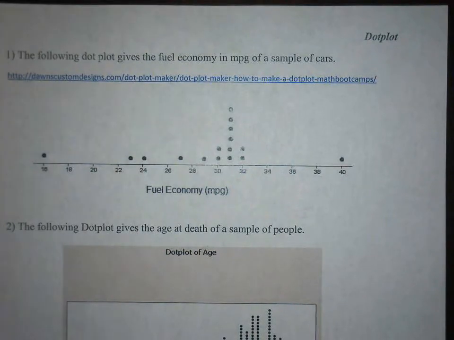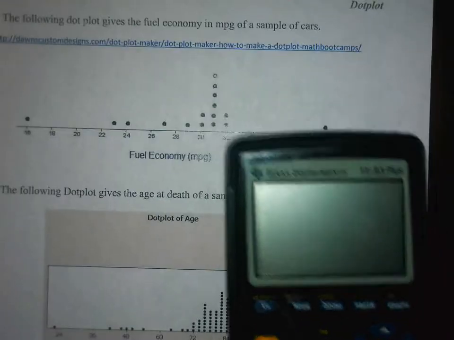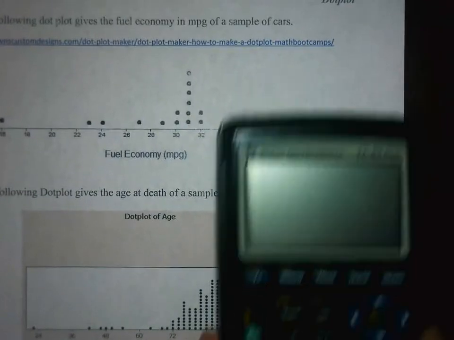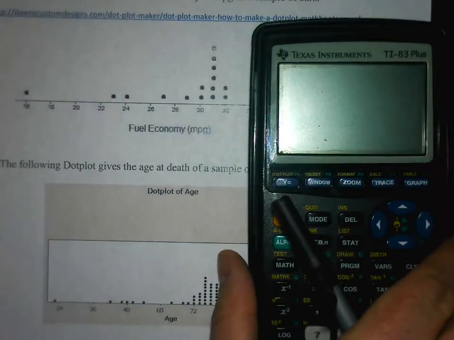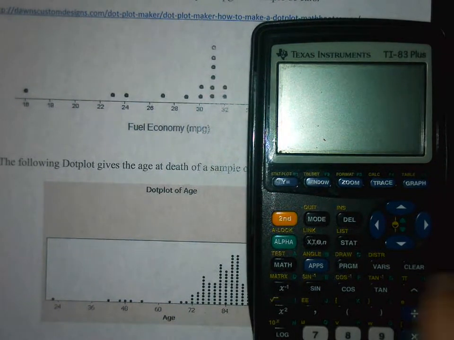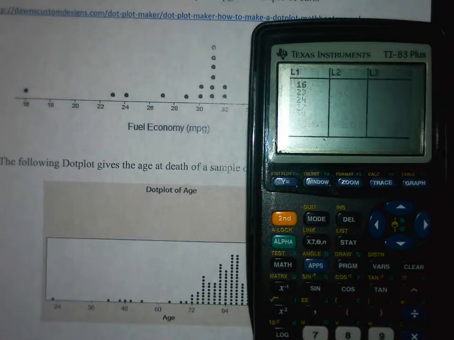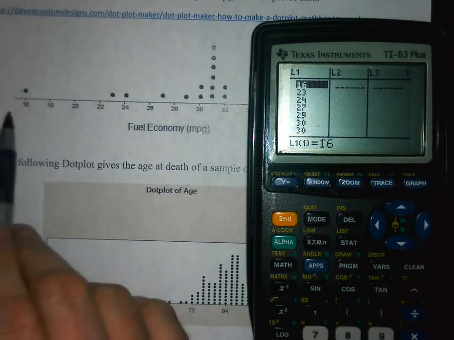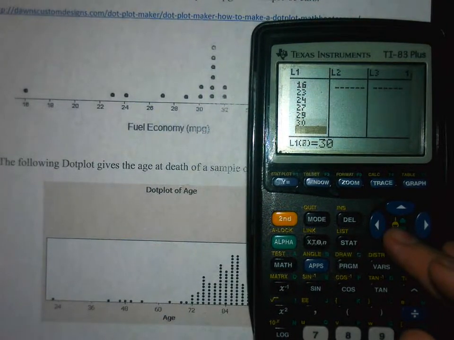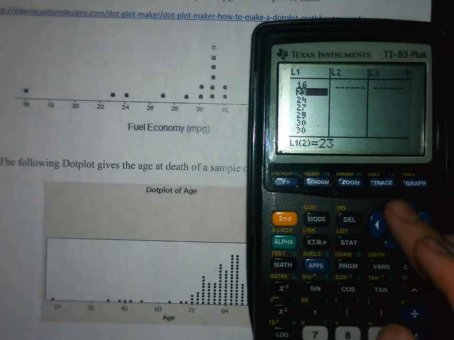If we look at actually entering these data values into a calculator, I already did this. If you want to, you can, or you can just go along with what I show you here. I put the values into list 1, each individual data value: 16, 23, 24, and so on, and 31 occurred 6 times, so I put that in 6 times. That's the way that I enter the data in.